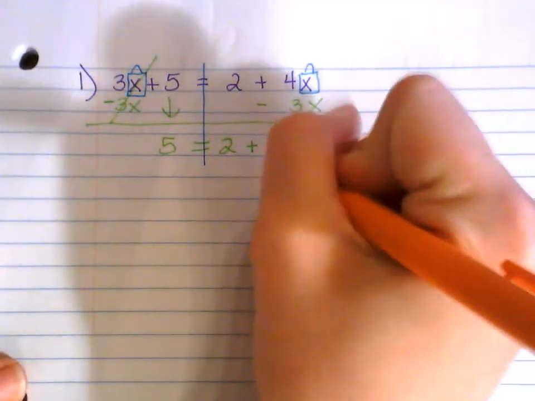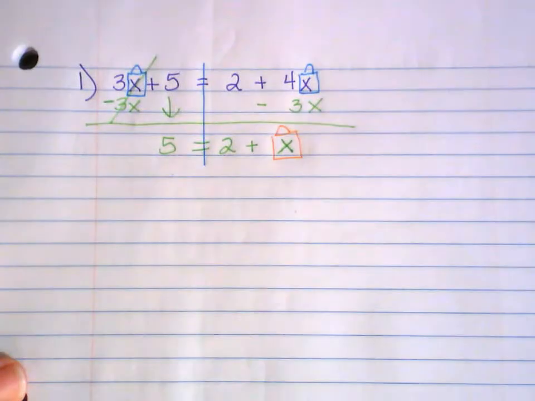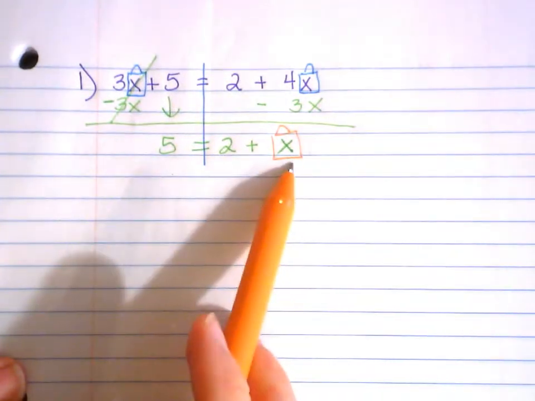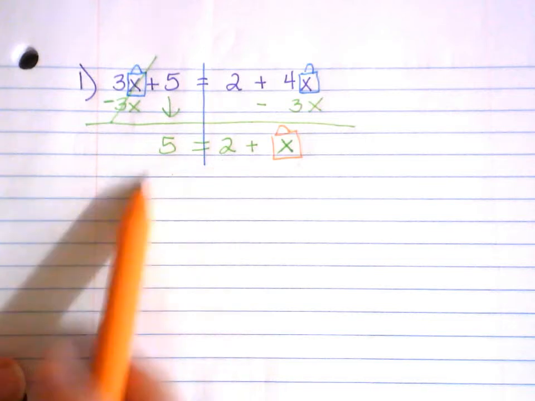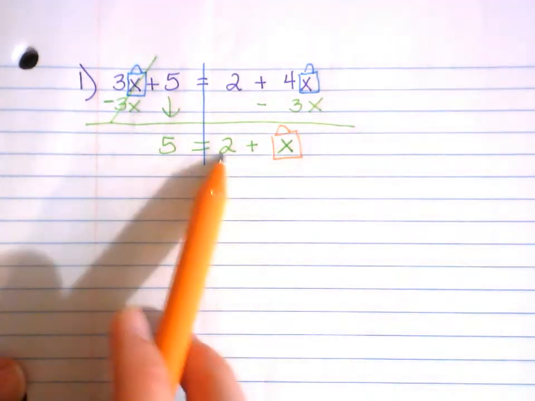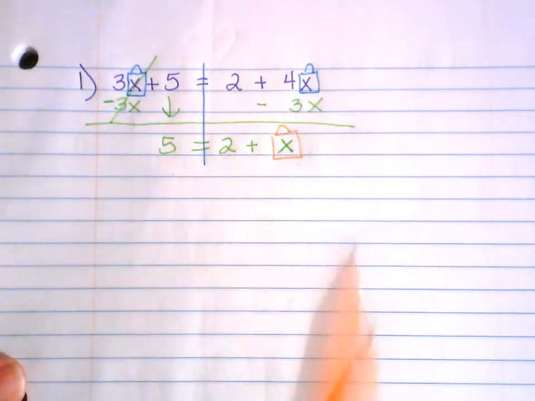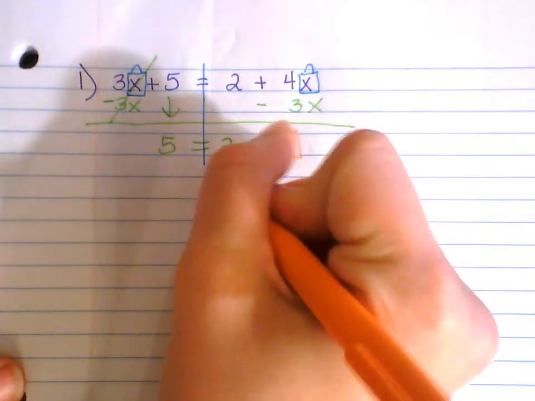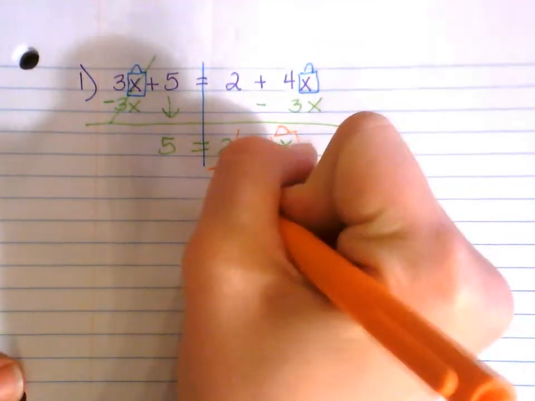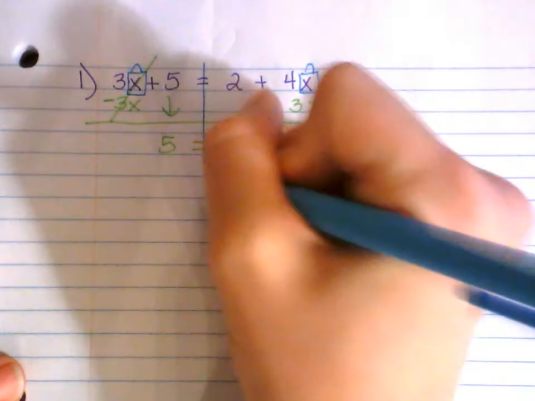Okay, I'm going to box it up again. So we need to get x by itself. We need to get this positive 2 over here. So how do we get this positive 2 over there? Well, we have to get rid of it on this side, so we need to subtract it. It goes away. What we do to one side, we do to the other.